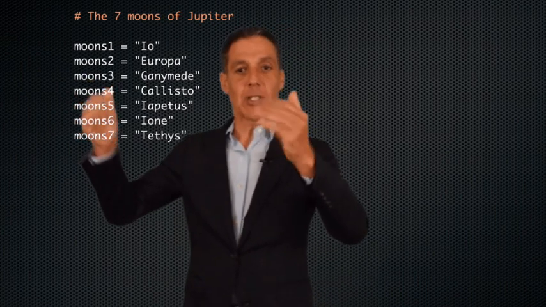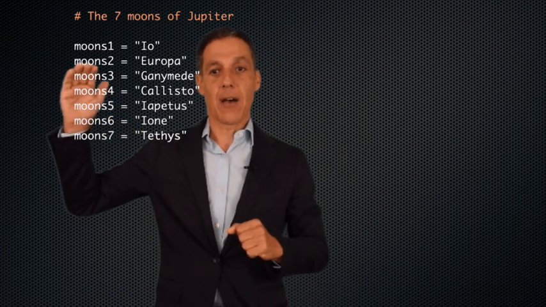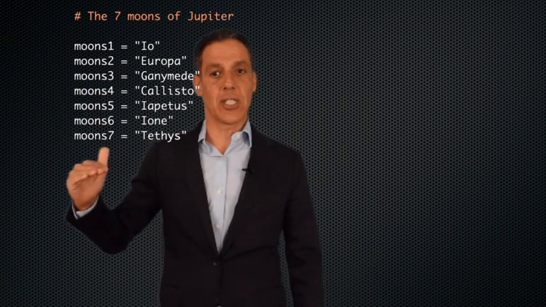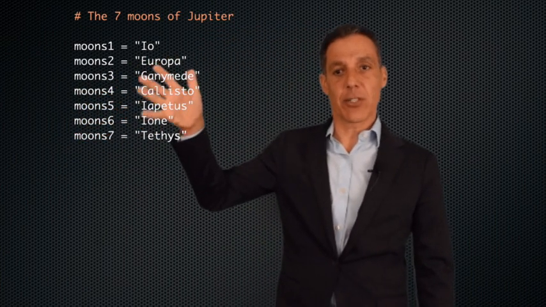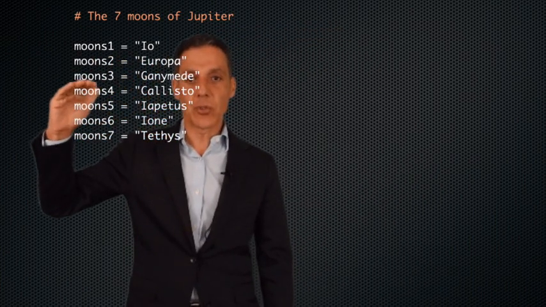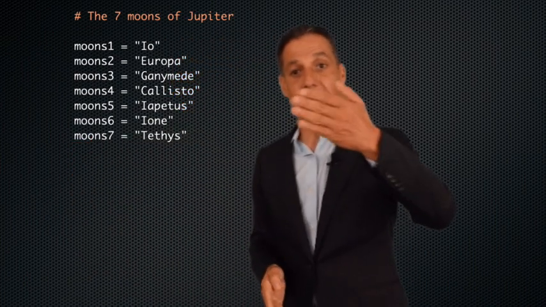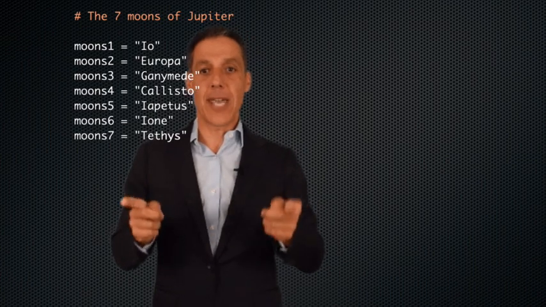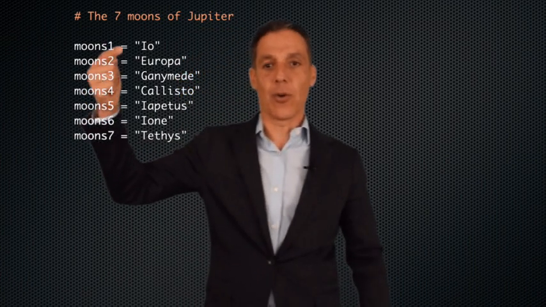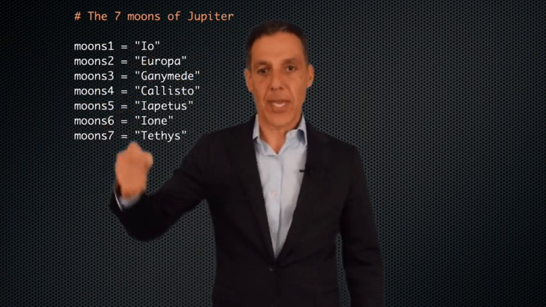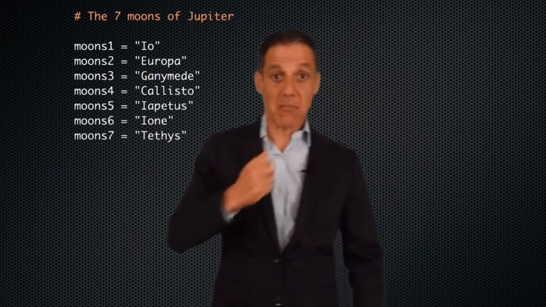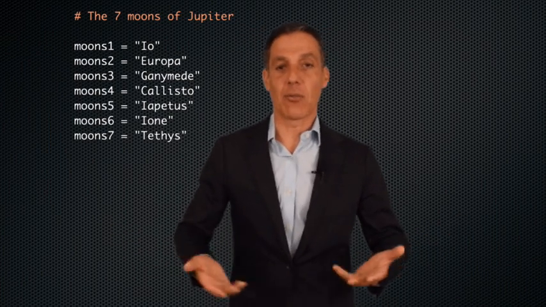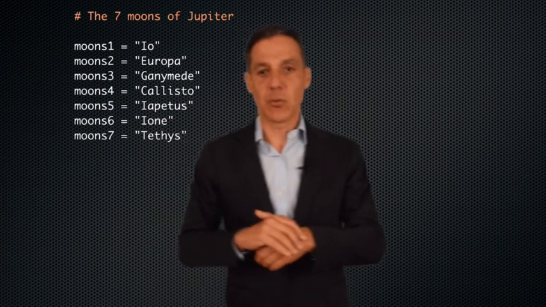So let's start with something that we're already familiar with, variable assignments. So what have I done here? I've assigned 7 variables called moons1, moons2 to moons7, and I've assigned them the strings, because you have the quotes there, of the names of the 7 moons of Jupiter. So Io, Europa, and so on and so forth. Nothing wrong with this, perfectly fine way to represent these 7 moons.